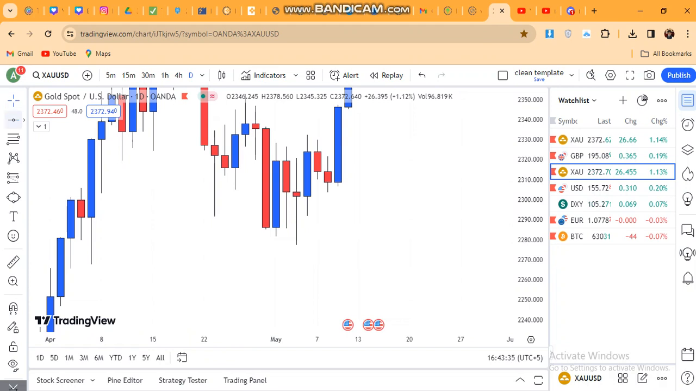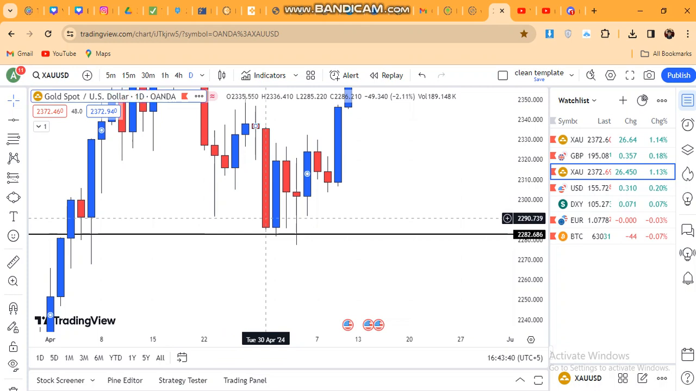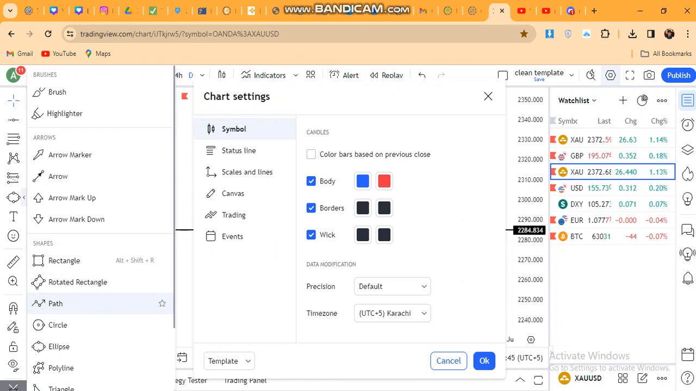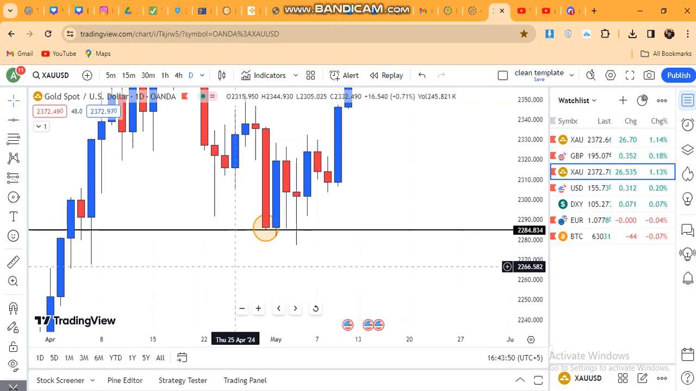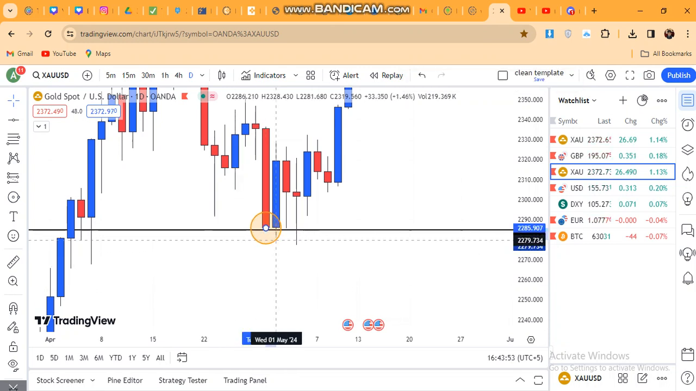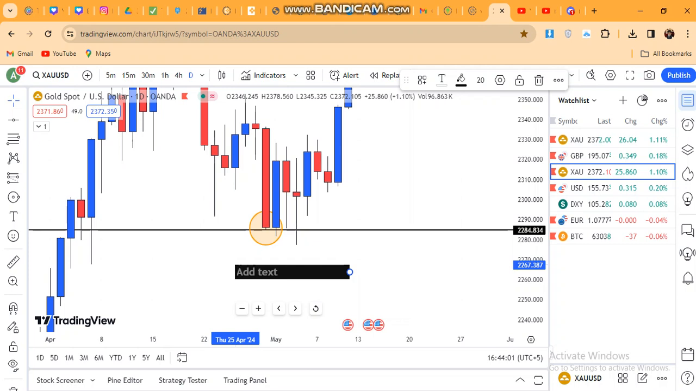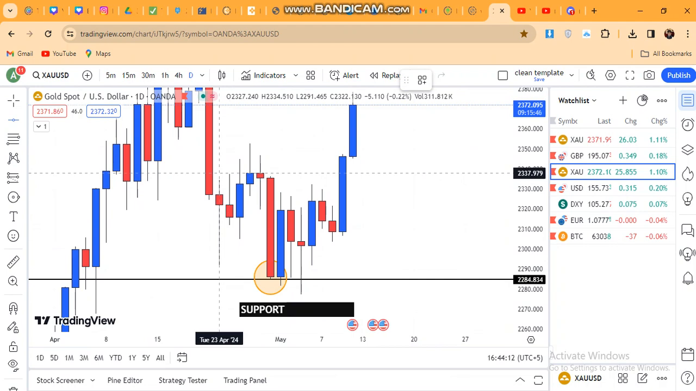Whenever there is a bearish candle and the next candle is a bullish candle, just like this, it's a support. Understand that, that's it. I'm going to repeat it again: whenever there is a bearish candle and the next candle is a bullish candle, we have formed a support. Understand this. And what is resistance?